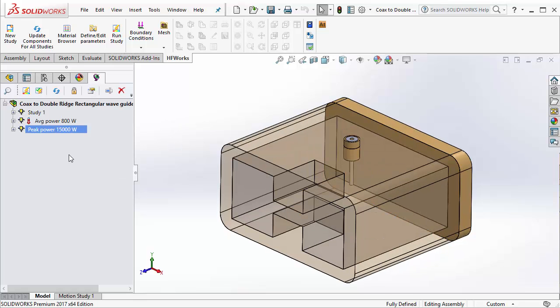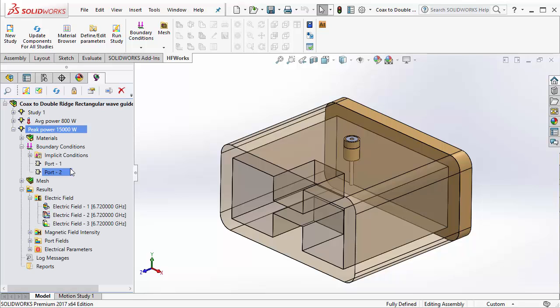Now in this particular example, we're going to do a few scenarios that we outlined earlier. The first scenario is the peak power. We're going to see how this structure responds to the peak power. During peak power, the main problem is the electric field, or the dielectric breakdown. That is done using a peak power study that I've already set up.